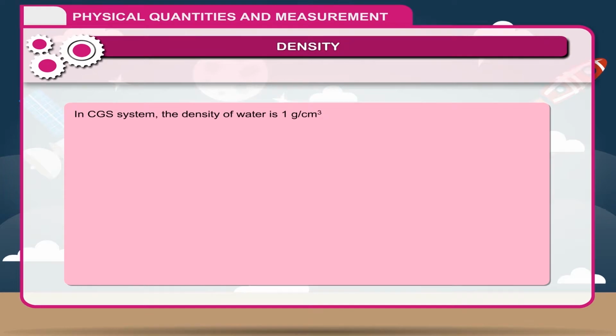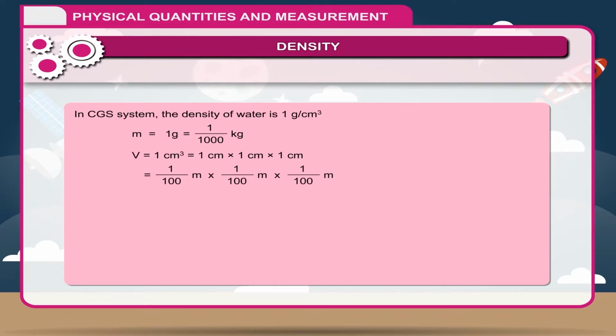In CGS system, the density of water is 1 gram per centimeter cube. Here, m is equal to 1 gram is equal to 1 upon 1000 kilogram. V is equal to 1 centimeter cube is equal to 1 centimeter into 1 centimeter into 1 centimeter is equal to 1 upon 100 meter into 1 upon 100 meter into 1 upon 100 meter.